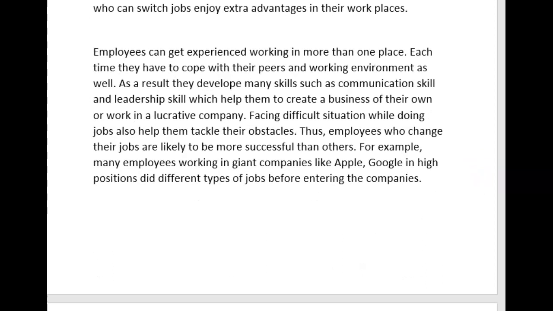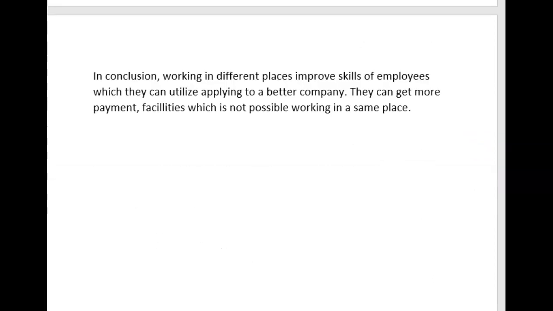Okay, so let's take a look at your conclusion. In conclusion, working in different places improves S, skills of employees which they can utilize applying to a better company. They can get more payment facilities. You keep saying facilities. I really don't know what you mean. I think you might mean benefits, but I'm not sure. They can get more, no, not more payment. They can get a higher salary and more benefits, which is not possible working in the same place.